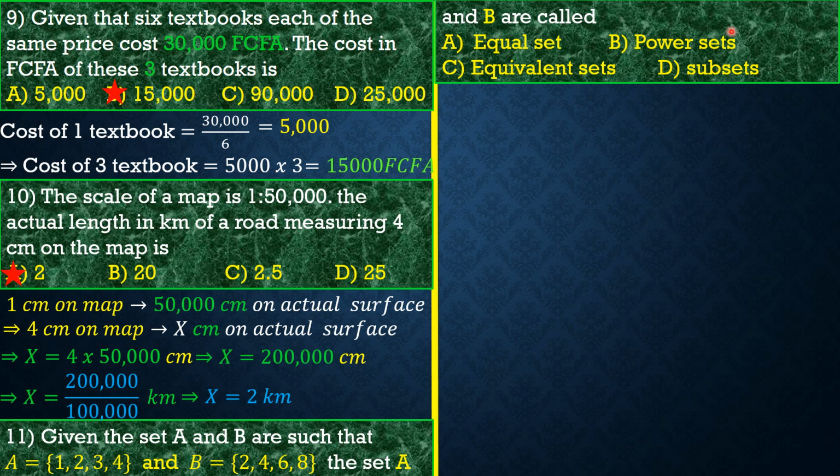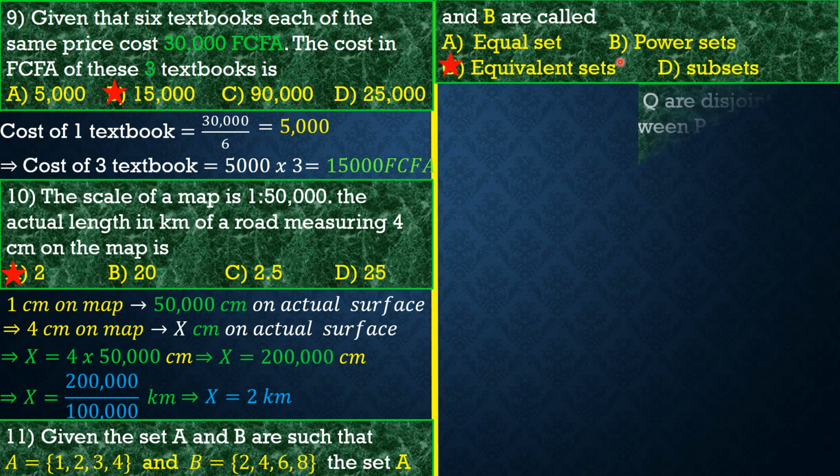Guys, they cannot be subsets because all the elements in A are not found in B, or all the elements in B are not found in A. Likewise, guys, they cannot be power sets. Okay, so guys, option C has to be the best option, equivalent sets, which have the same number of elements.